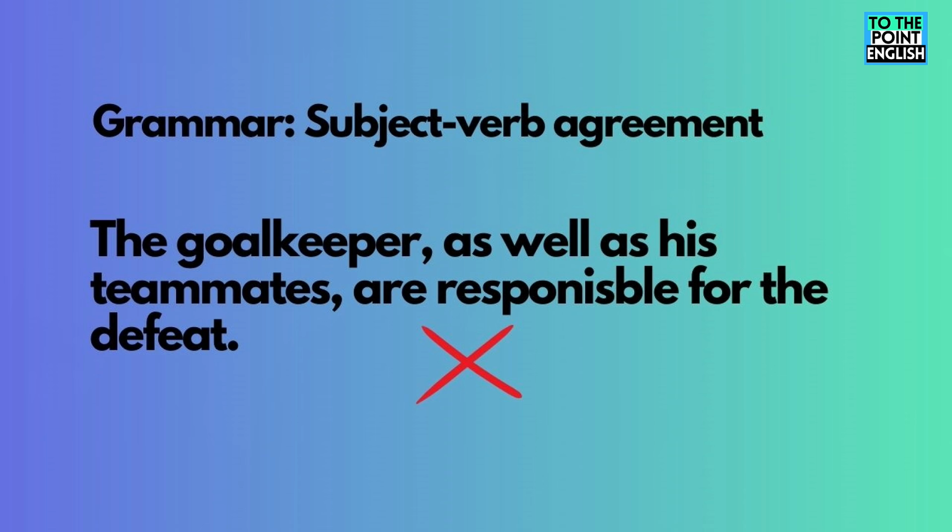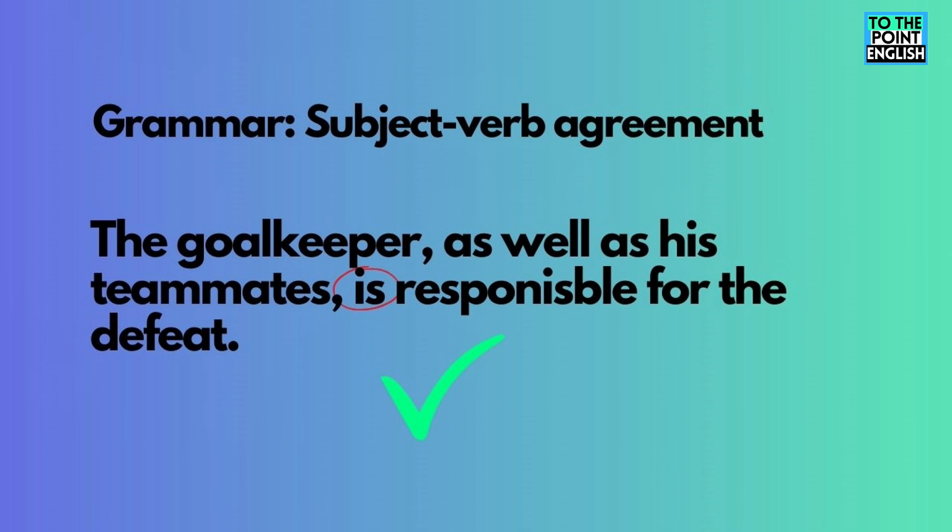Although we have this extra information, as well as his teammates, and teammates is plural, that's not linking the verb to the subject. The subject is goalkeeper, so it must link with the verb. So the correct sentence is: the goalkeeper, as well as his teammates, is responsible for the defeat. And that can sound a little bit strange in spoken English, right? Because you're mentioning teammates, which is plural, and then following that word with a singular verb. But when you see it written with the commas, it must be separated by commas, it makes more sense because you can see that it's extra information. But that's a very common mistake that I see students make, and as I said, I've even heard native English speakers make this mistake.